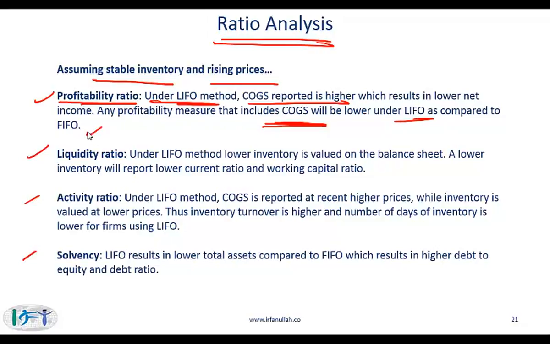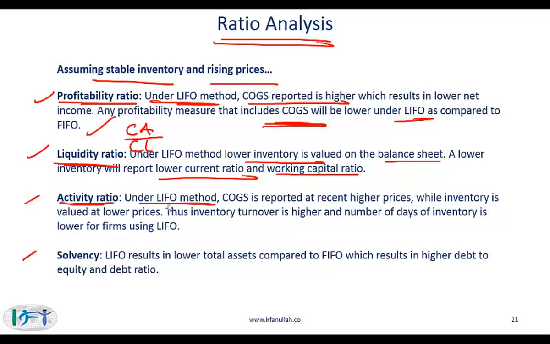So we have discussed this. Think of this as a summary slide. What about liquidity ratios? The moment you see liquidity ratios, the first and most important ratio that will come to mind is current assets over current liabilities. Under the LIFO method, lower inventory is valued on the balance sheet. A lower inventory will report a lower current ratio and a lower working capital ratio.